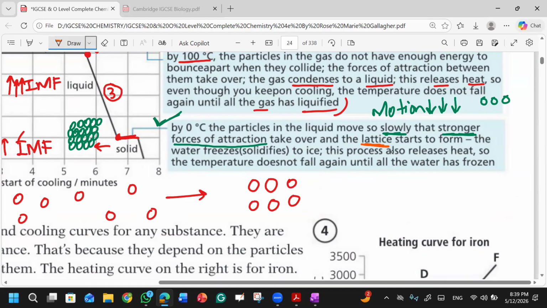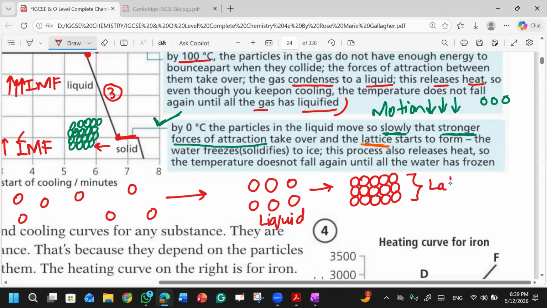Because of the stronger intermolecular forces, the particles come together. This is a liquid state, right? Now what they're saying is that the liquid movement will decrease and the forces of attraction will be stronger. So it means the forces of attraction are stronger, which means the particles will be closer to each other, right? And when the particles are closer to each other, what will happen? There will be a lattice formation, right?